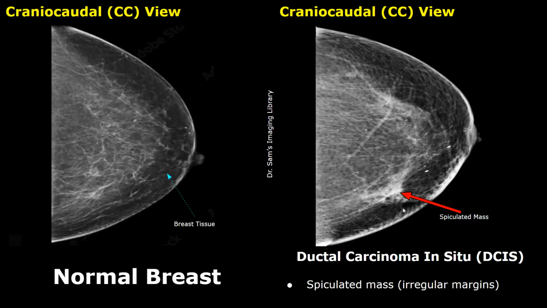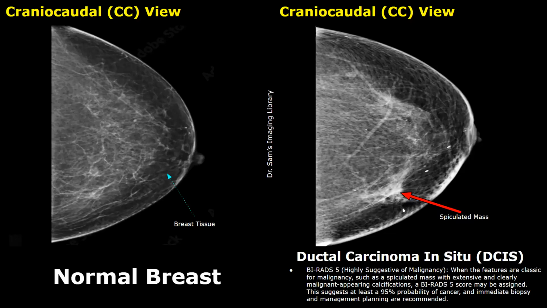These type of features are given a score of BI-RADS 5. Spiculated mass and suspicious microcalcifications such as clustered, linear, branching, pleomorphic microcalcifications are all classic malignant features. This suggests 95% probability of cancer and biopsy is recommended.